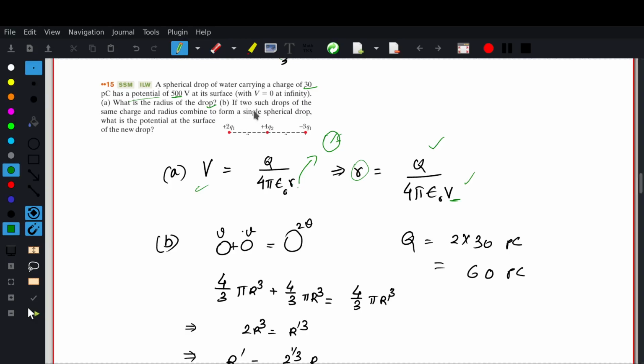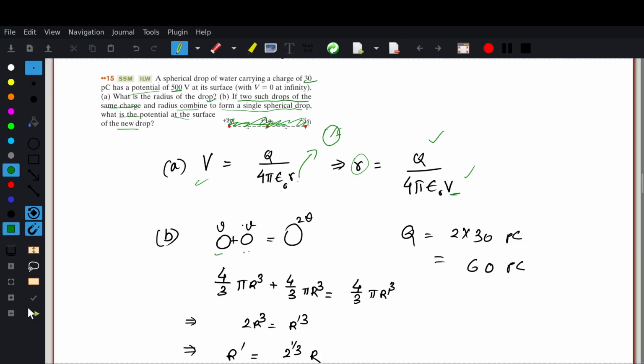So the second problem is, if two such drops of the same charge and radius combine to form a single spherical drop, what is the potential at the surface of the new drop? This diagram is from the other problem. So if we have two similar drops, right?